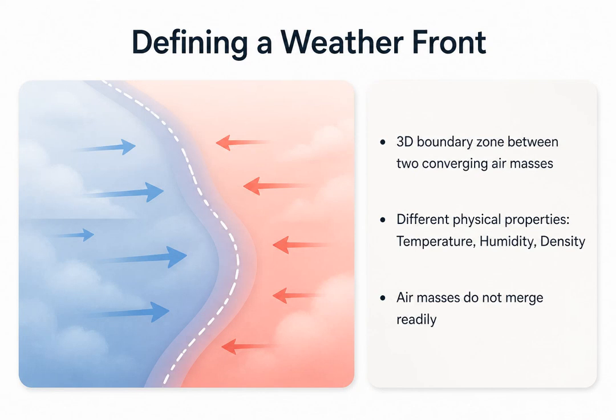So, what exactly is a front? A front is a three-dimensional boundary zone formed between two converging air masses that possess different physical properties, such as temperature, humidity, and density. Now, you might wonder why these two air masses don't just mix together. They don't merge readily due to the effect of the converging atmospheric circulation, their differing physical properties, a relatively low diffusion coefficient, and low thermal conductivity.